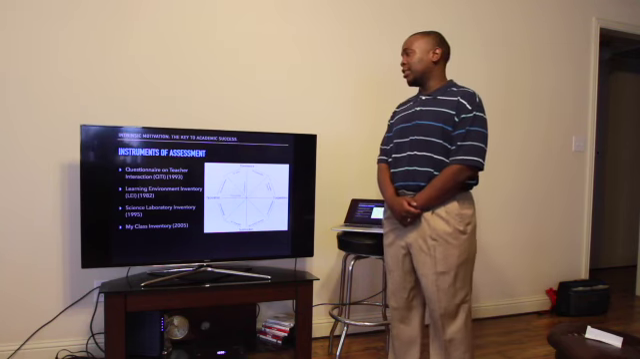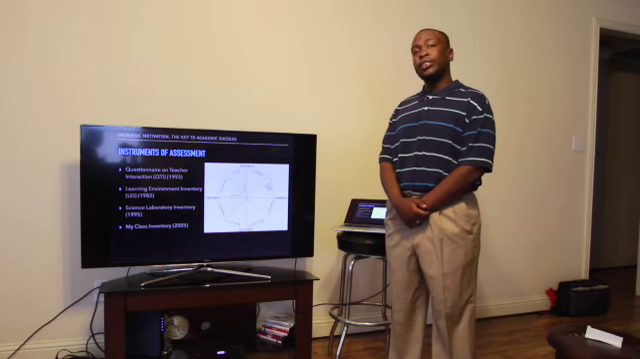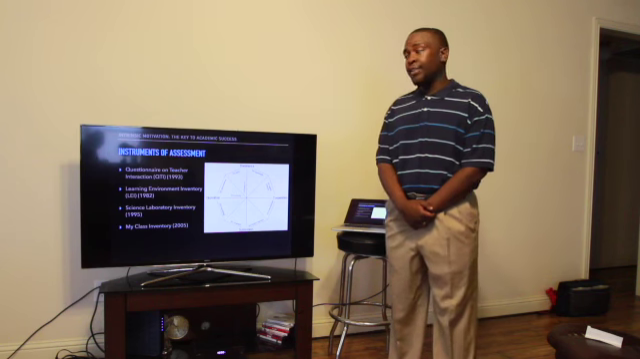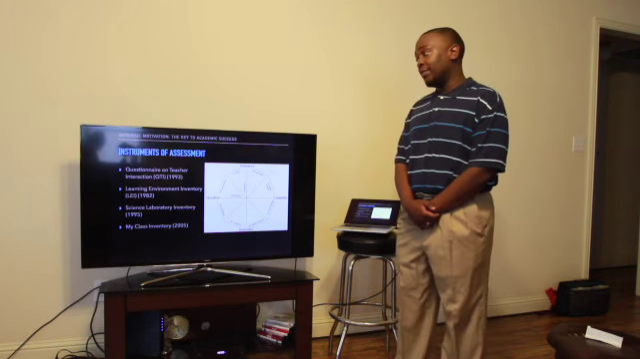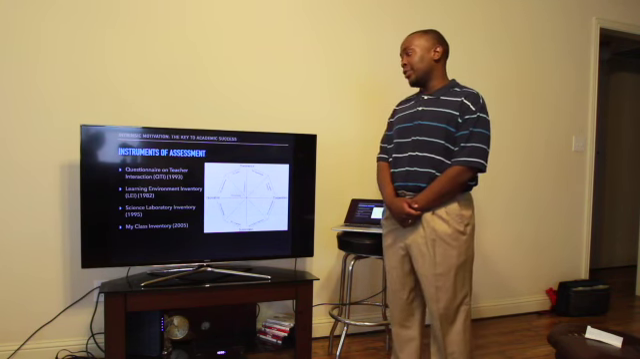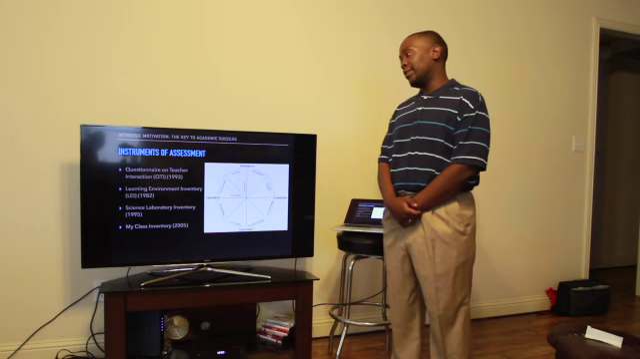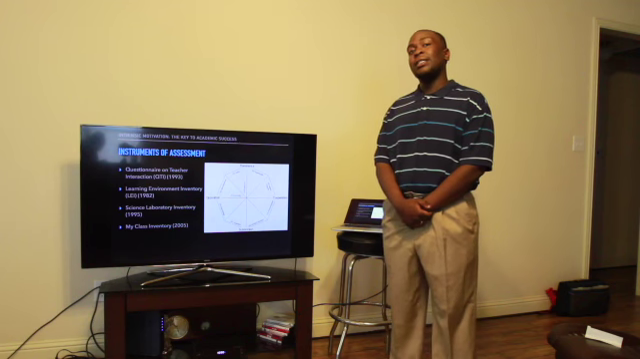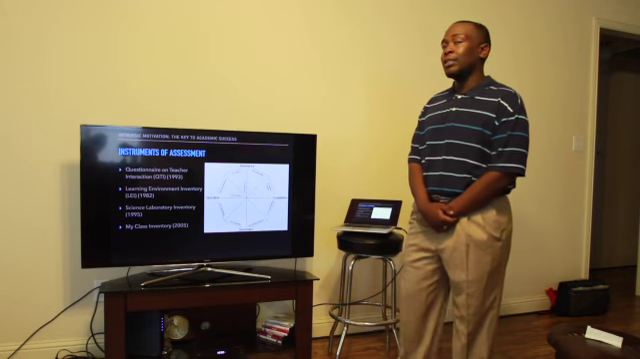Some of these instruments include the questionnaire on teacher interaction, created in 1993, the learning environment inventory, created in 1982, the science laboratory inventory, created in 1995, and the modified My Class inventory, established in 2005.